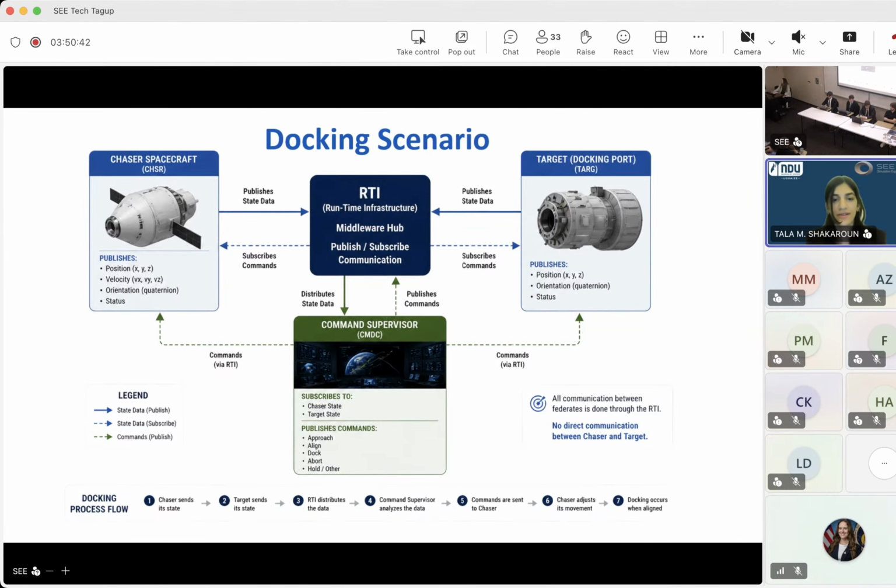These commands are subscribed to by the chaser and include actions such as approach, hold, dock, retreat, or abort. So basically, the full communication cycle is state data is published by the chaser and target, distributed through the RTI, analyzed by the command supervision, and then commands are published back to guide the docking process. This is really important because it separates the simulation into independent parts while still allowing them to coordinate through a structured communication system.